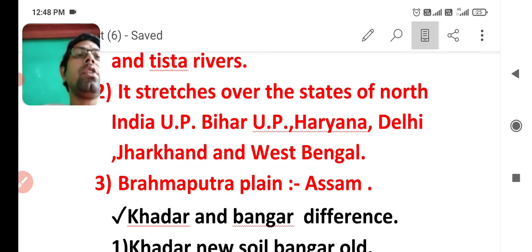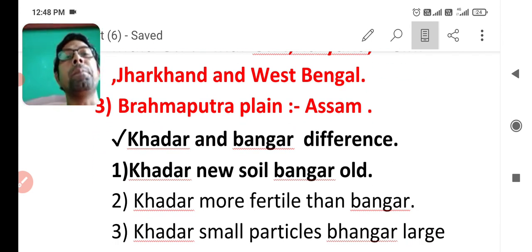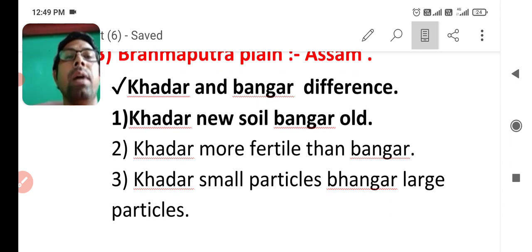Next is, you know that alluvial soil is found in the northern plain, and alluvial soil has two types. First is Khadar and second is Bangar. Now we are going to read about the difference between Khadar and Bangar. Khadar is new alluvial soil, whereas Bangar is old alluvial soil. Next, Khadar is more fertile than Bangar. Khadar has small particles and Bangar has large particles. I think you have learned these points easily.